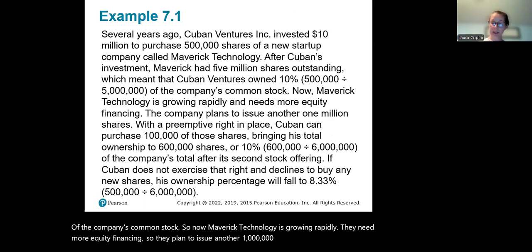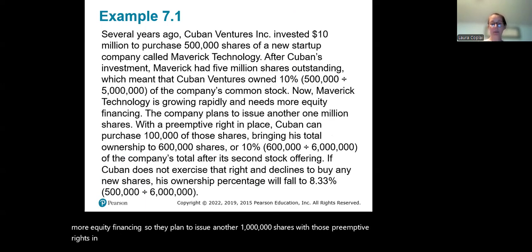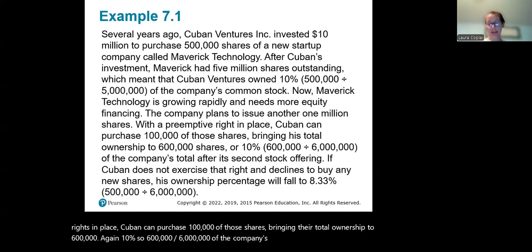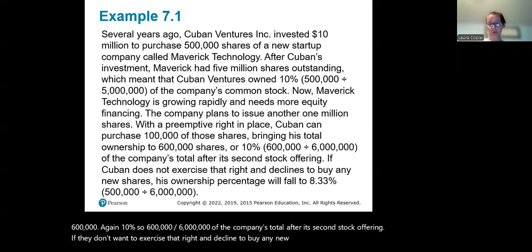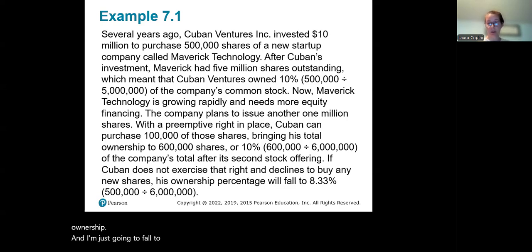With those preemptive rights in place, Cuban can purchase 100,000 of those shares, bringing their total ownership to 600,000. Again, 10%. So 600,000 divided by 6 million of the company's total after its second stock offering. If they don't want to exercise that right and decline to buy any new shares, their ownership percentage is going to fall to 8.33%. So again, that's the 500,000 divided by 6 million.